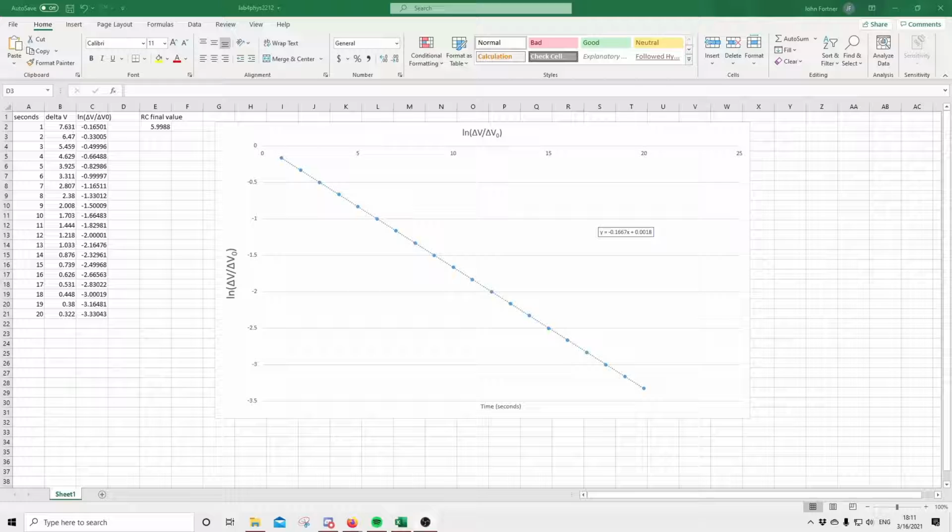This is a plot of time by the natural log of delta V over delta V naught. From it we see this very linear plot, and this line of best fit is described by this equation right here in the tiny box: y equals negative 0.1667x plus some constant. From that, we have the negative inverse of the actual final value for our RC constant, which you can see calculated up here.